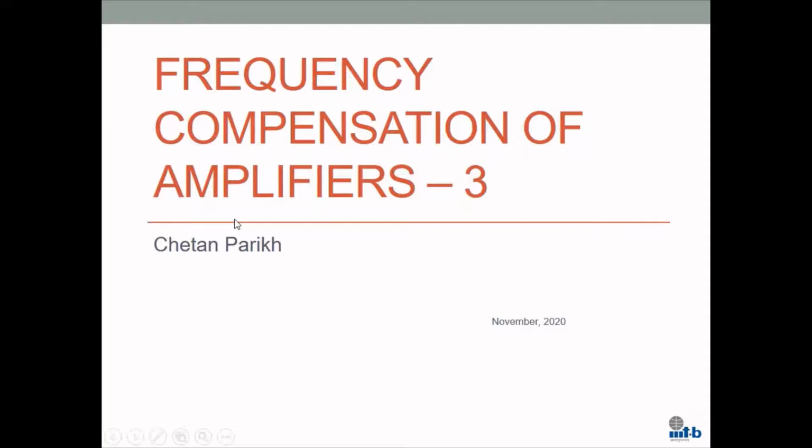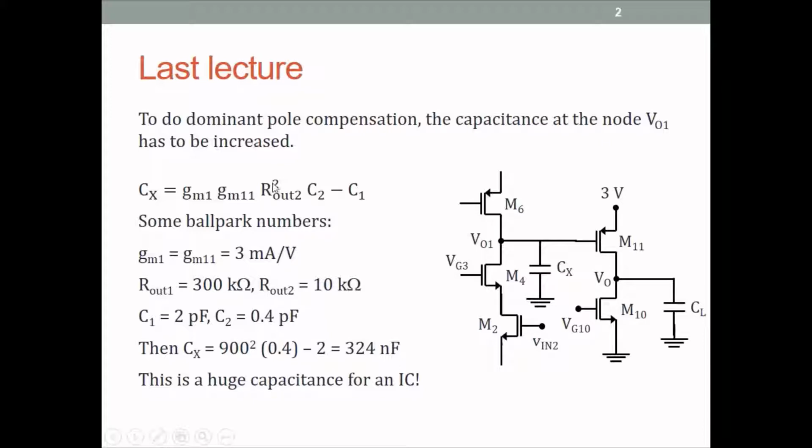Okay, so we pick this lecture up from where we left off last time. In the last lecture we saw that if we connect a capacitance from VO1 to ground, then the value of that capacitance required to achieve a phase margin of 45 degrees was 324 nanofarads, which is very large, and it is not feasible to create such a capacitance on an IC. So let us see how we can do dominant pole compensation without such a large capacitor.